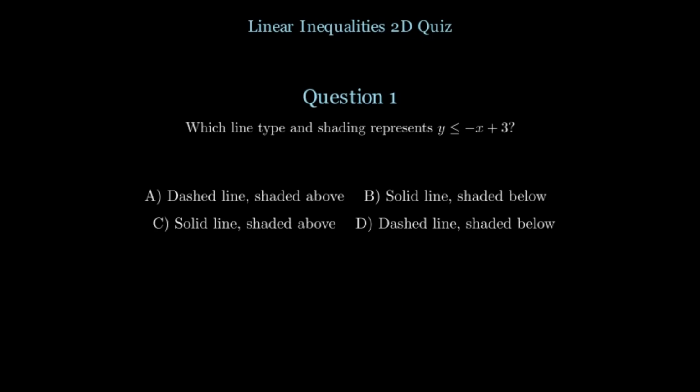The correct answer is B. Solid line shaded below. Why? Because the inequality includes the equal sign, so the boundary is solid. And because y is less than the expression, we shade below the line.